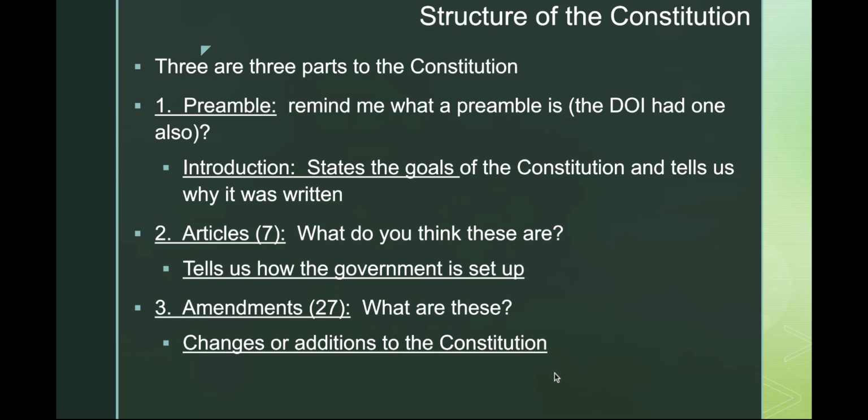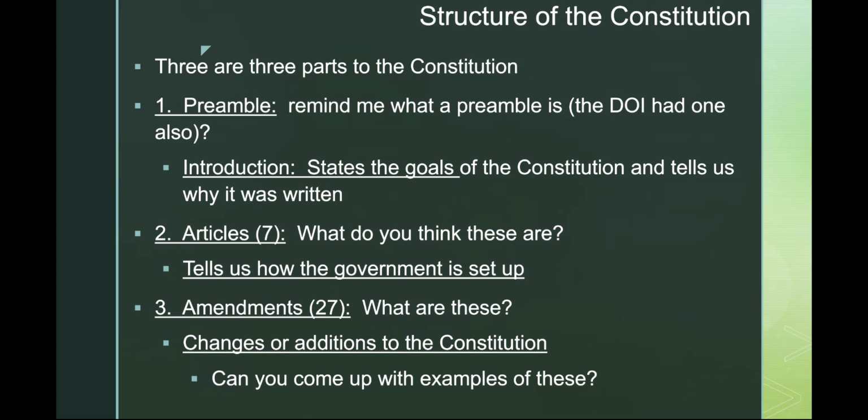And that's what the amendments are. And a great example of this, I think, is voting. So when they write this in 1787, only wealthy white men can vote. But as our world changed, they added amendments. For instance, the 14th Amendment allowed African American men to vote.